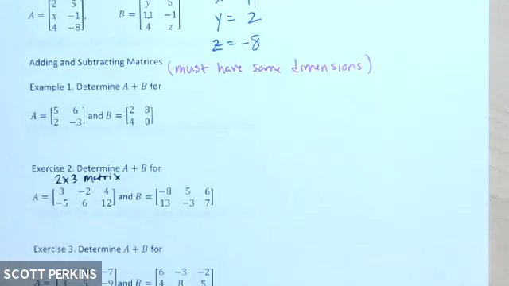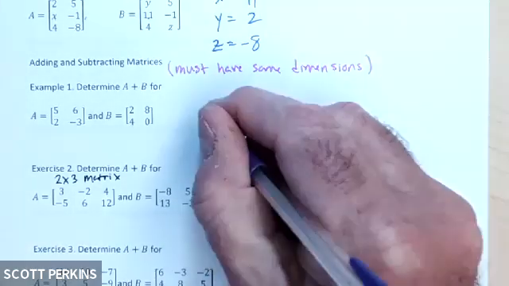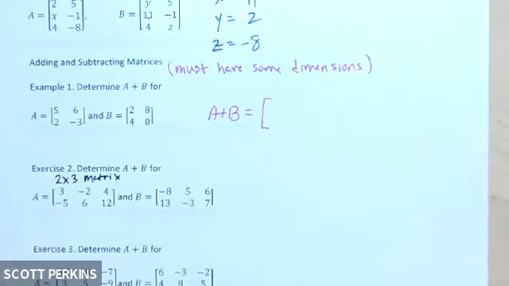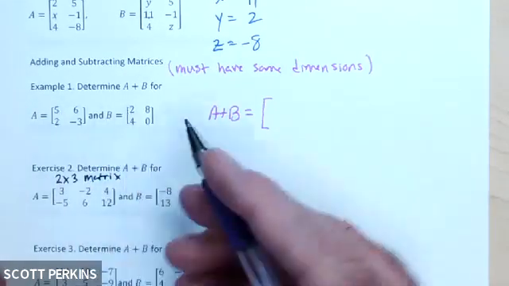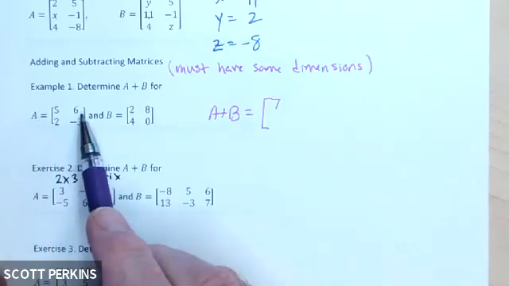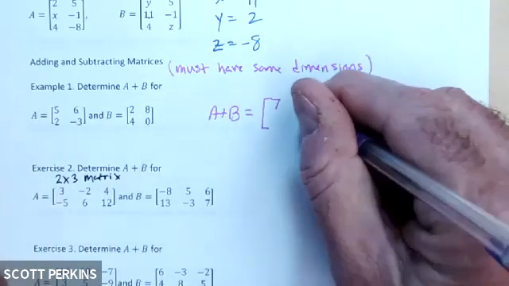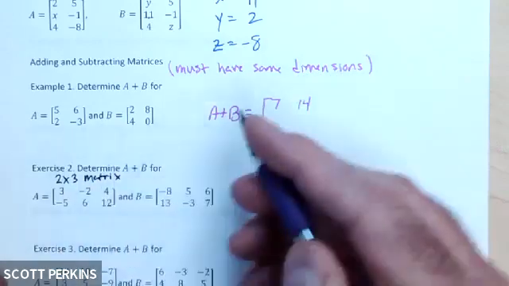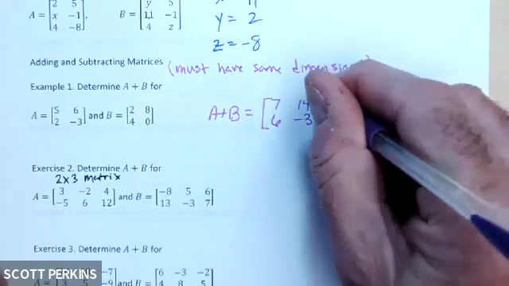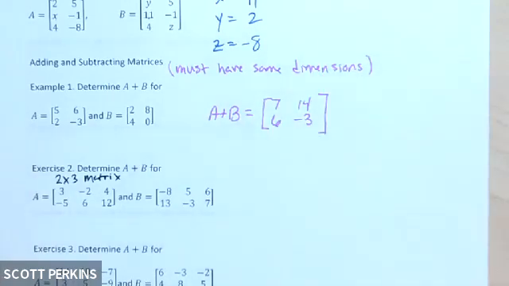So for instance, in example 1, when I go to do A plus B, I'm just going to write A plus B right here and an equals. I'm going to put a bracket, and I'm just going to go position by position. So row 1, column 1, 5 plus 2 gives me 7. Then row 1, column 2, 6 plus 8 gives me 14. 2 plus 4 gives me 6. And finally, -3 plus 0 gives me -3. And there's my result matrix right there. It's a 2 by 2 matrix because both of the ones I started with were 2 by 2.